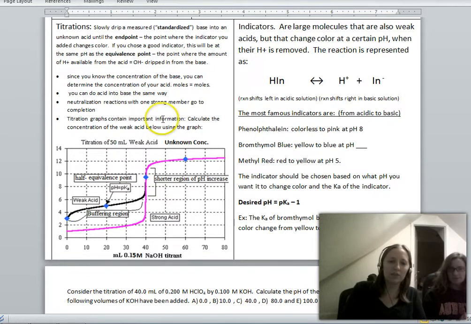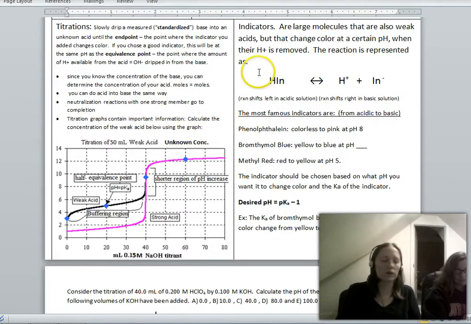Alright, so here we go. We got through the end of this box with the titration graph, and now we're going to talk a little bit about indicators and what they are and how they work, and then we're going to do a long problem.